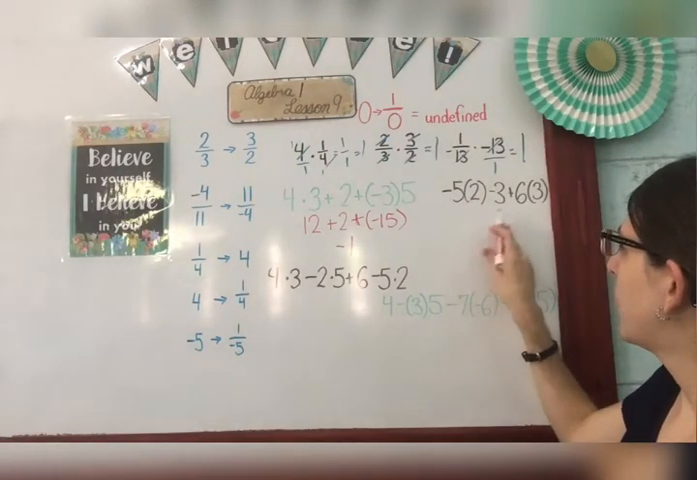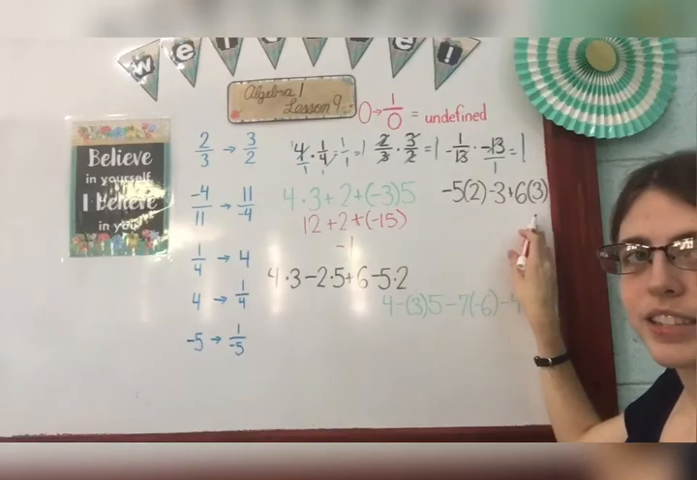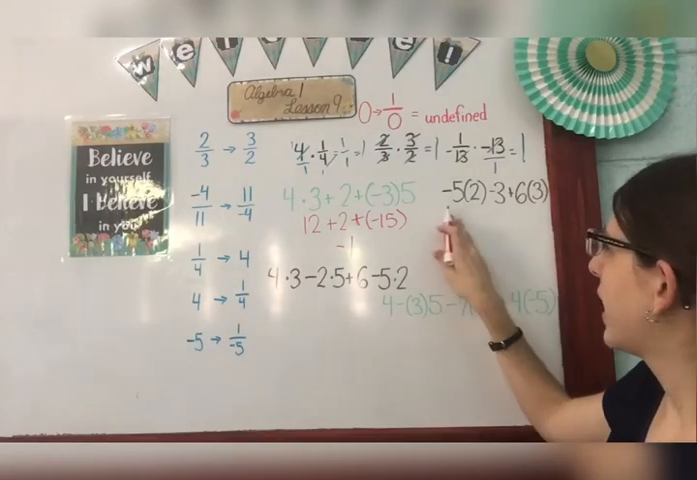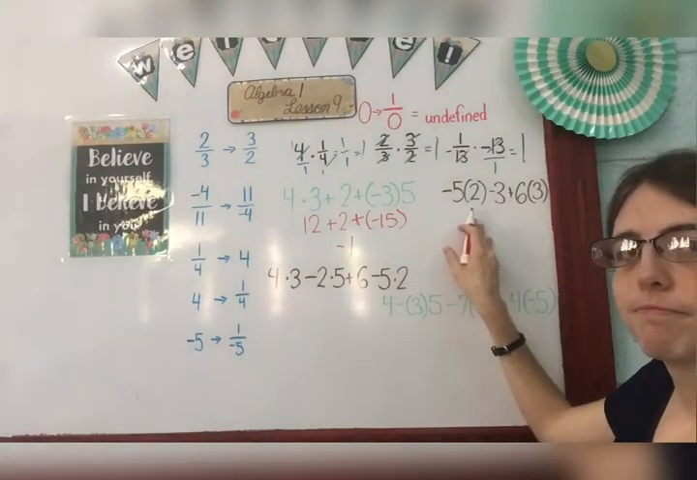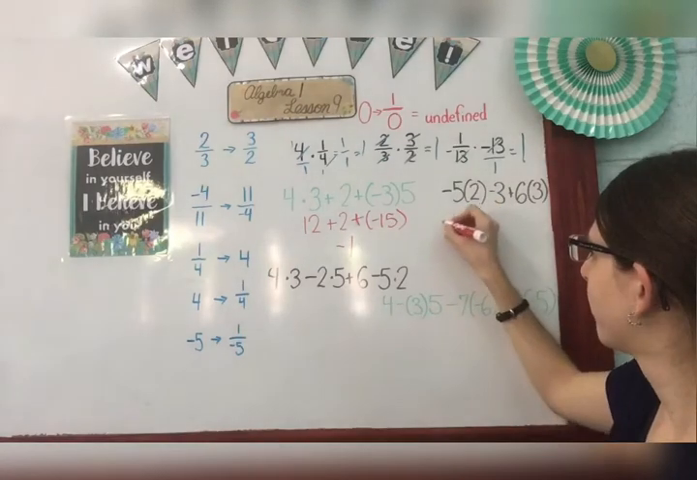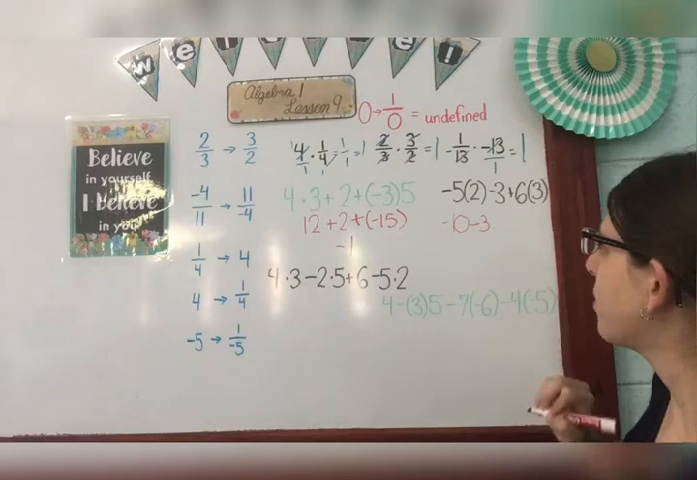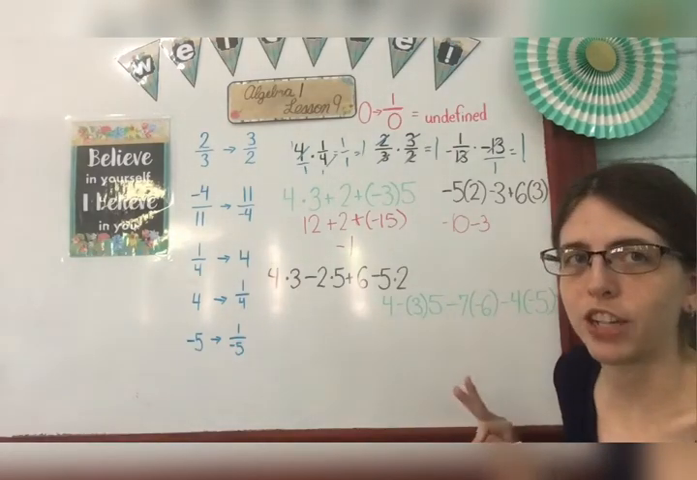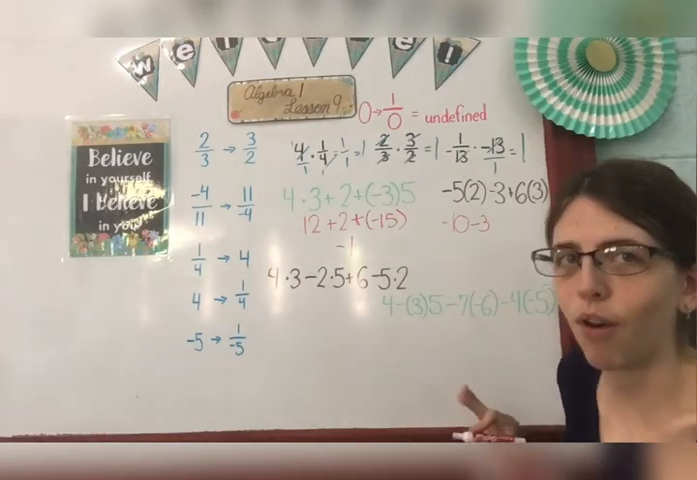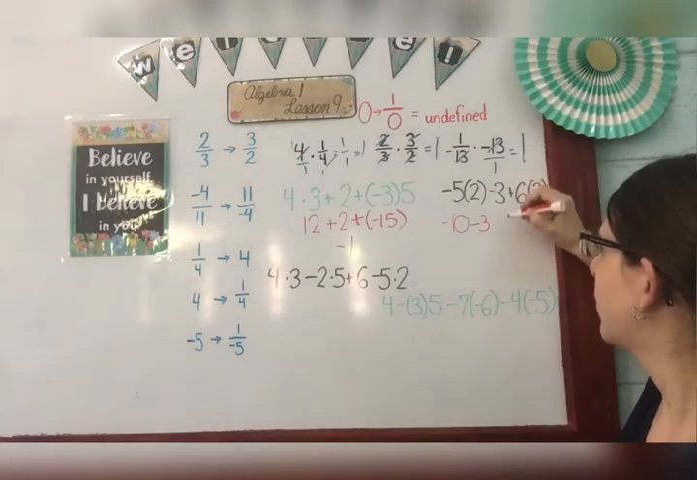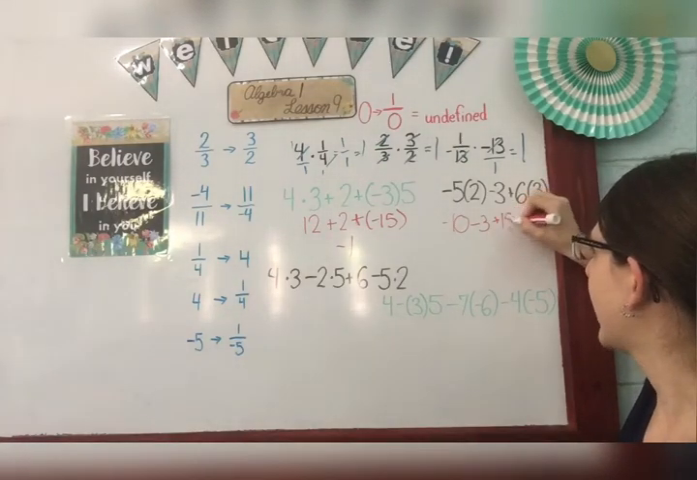-5 times 2 minus 3 plus 6 times 3. Well, -5 times 2, -10. Minus 3, we're not going to do anything with that until we've gotten rid of all of our multiplication. We have to wait until we get rid of all the multiplication. 6 times 3, that's 18.